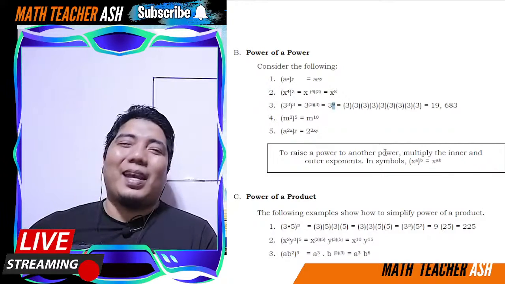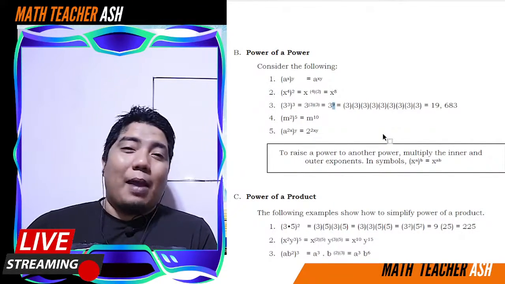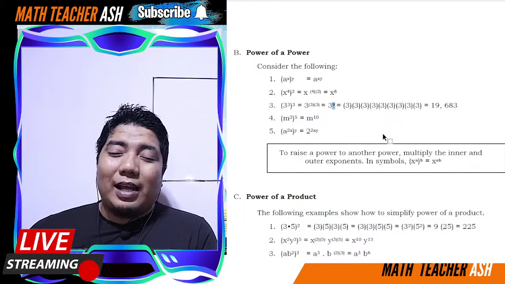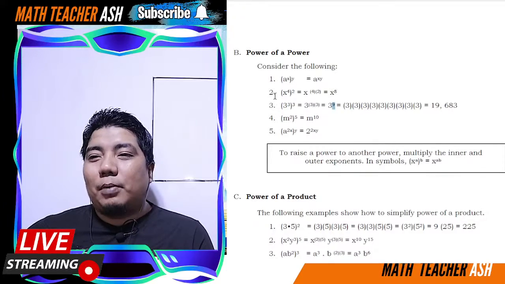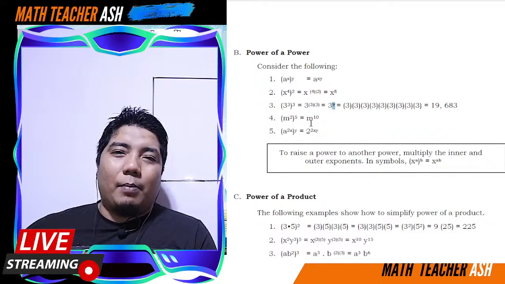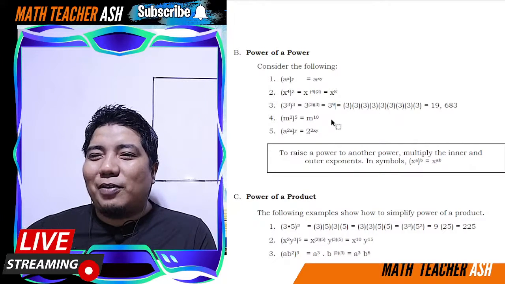Okay. Now, let us go to the fourth example. We have m to the power of 2, or m squared, to the power of 5. So, it is just the same as the example in number 2. You just copy m and you multiply 2 times 5, which is 10. Alright, m to the power of 10.